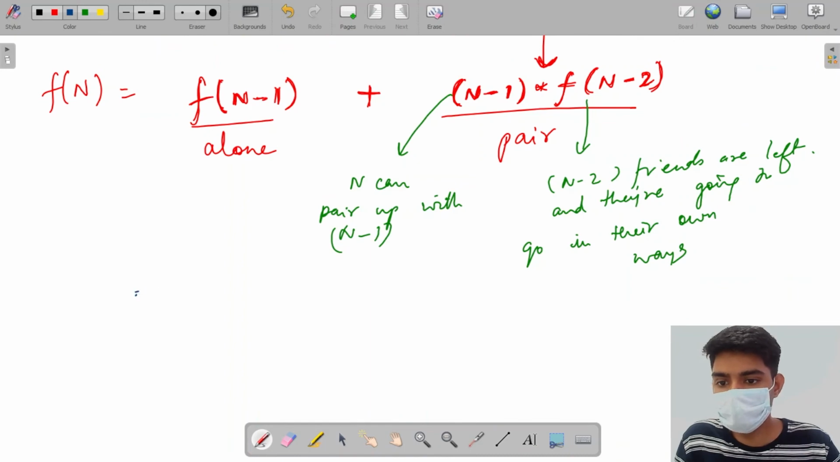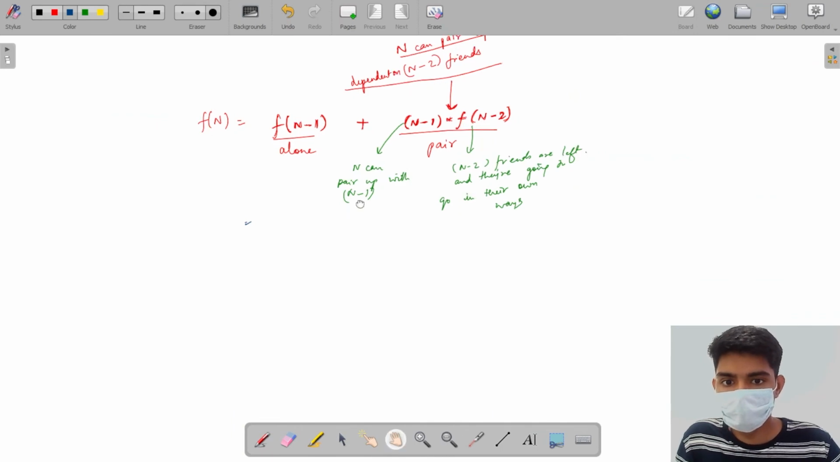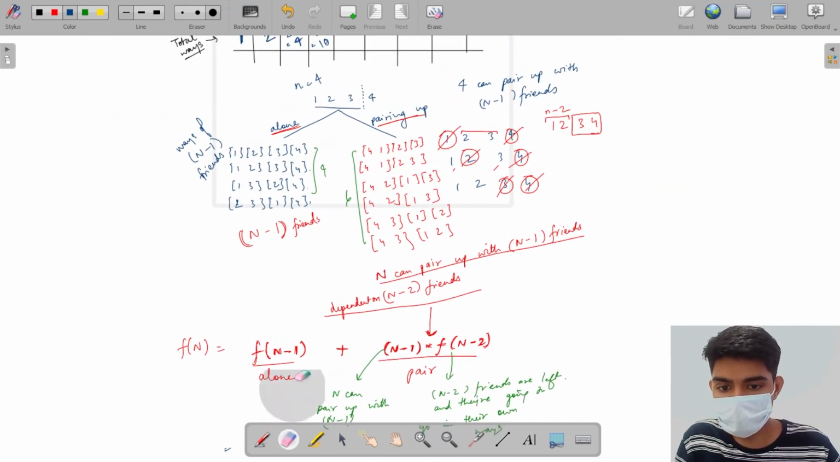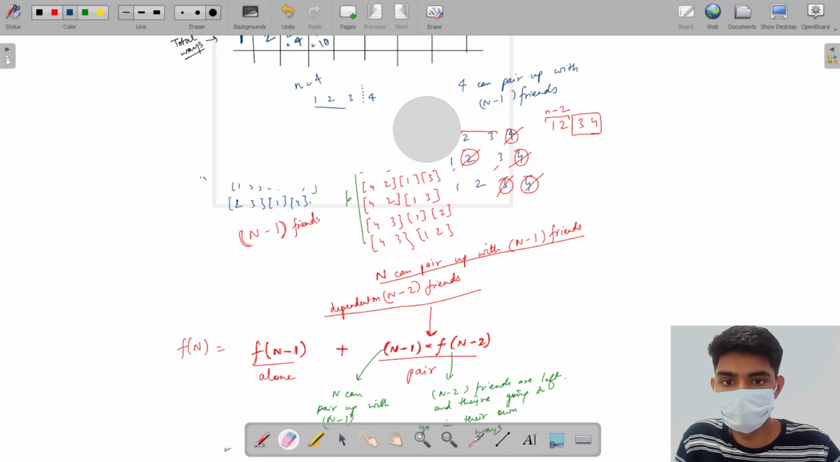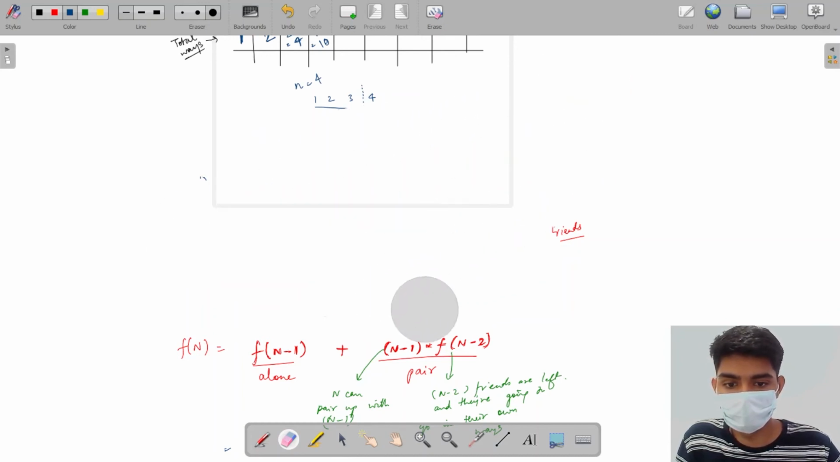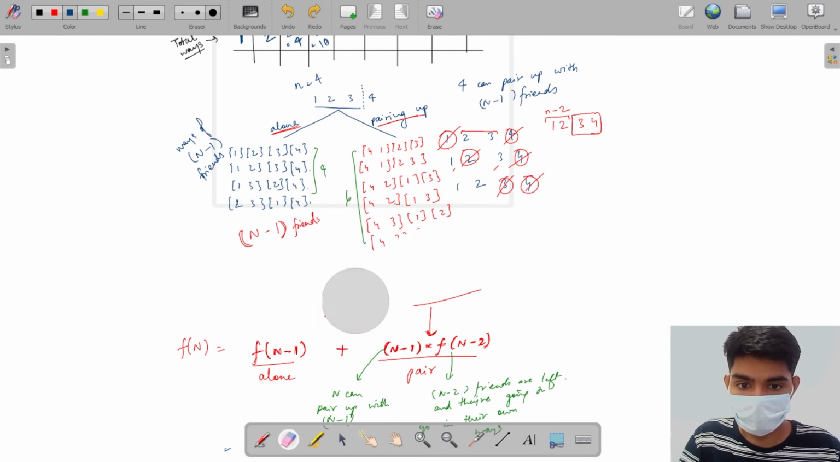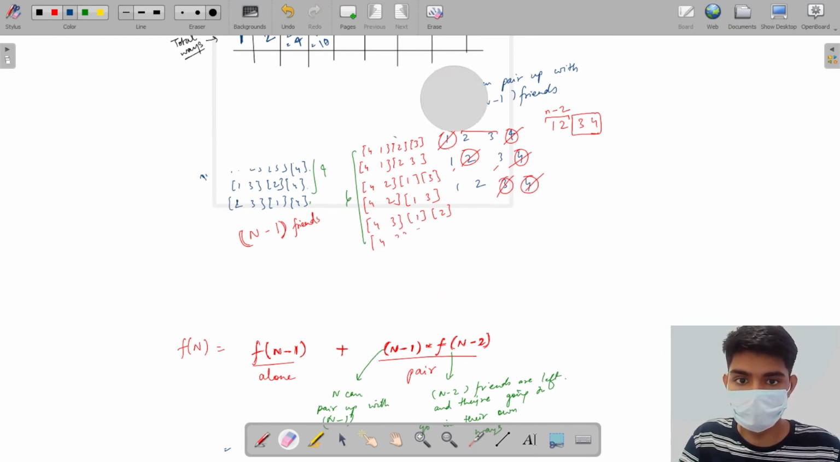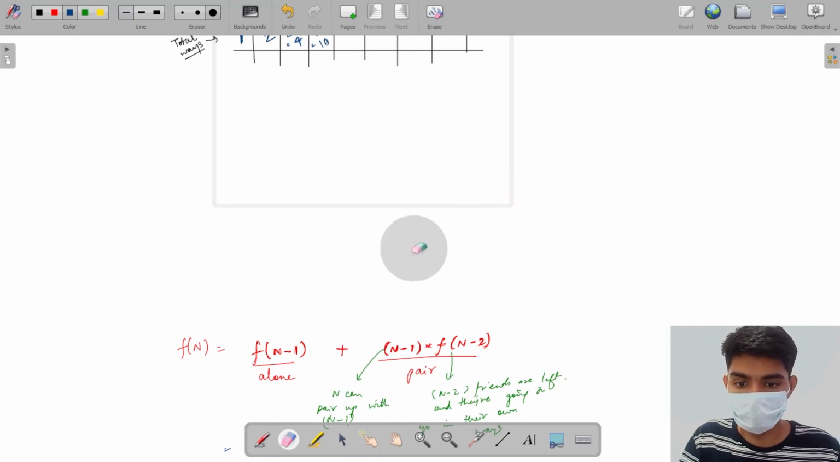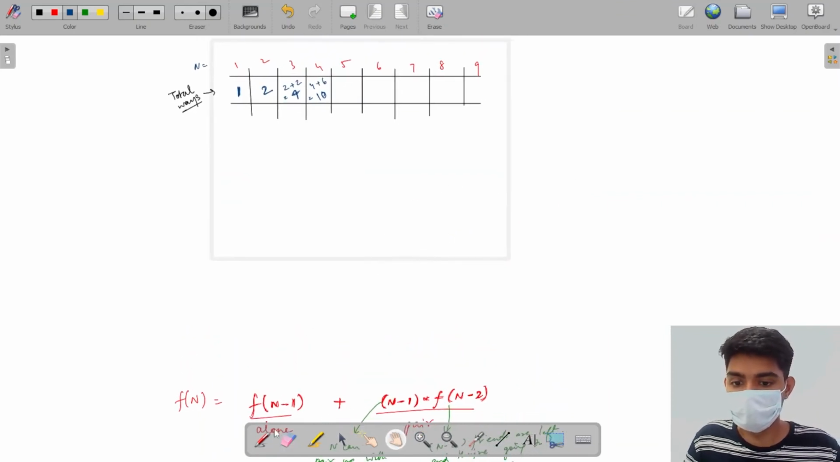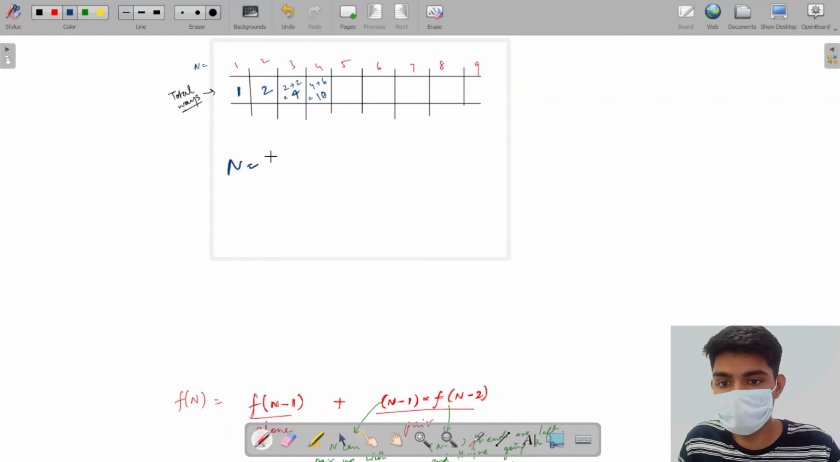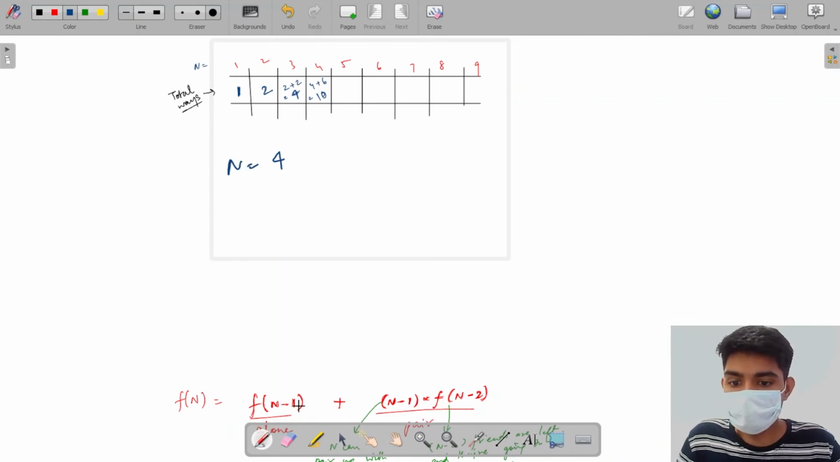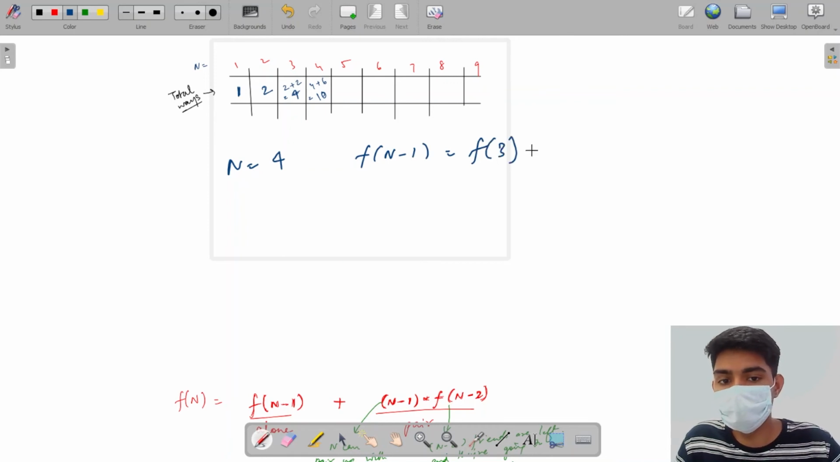Right, for n minus 1, if I use this formula, let's zoom out. Let's erase this. Right, we are here and we see that for n equals 4, if n is going alone, that would be f of n minus 1, and that would be f of 3, right? What would be f of 3?